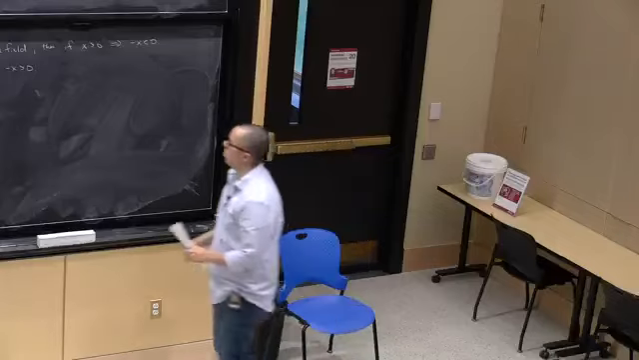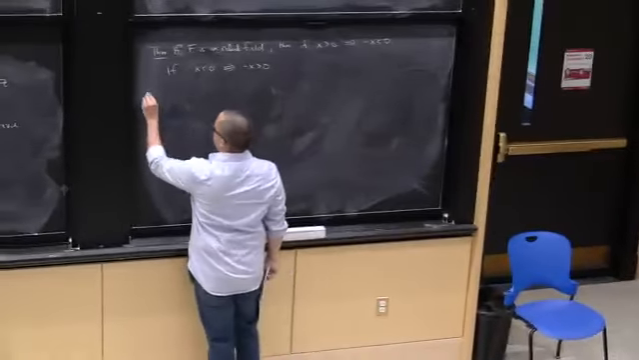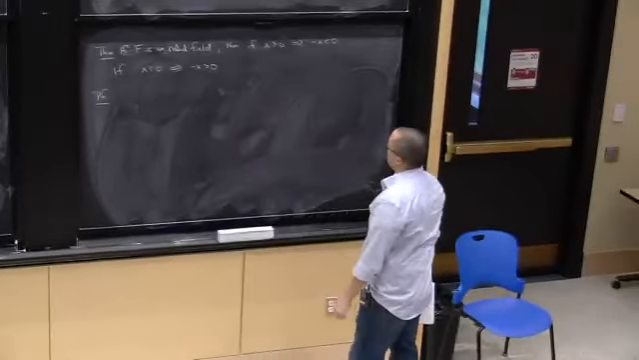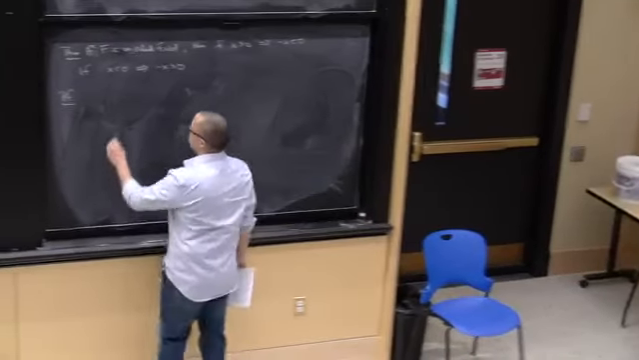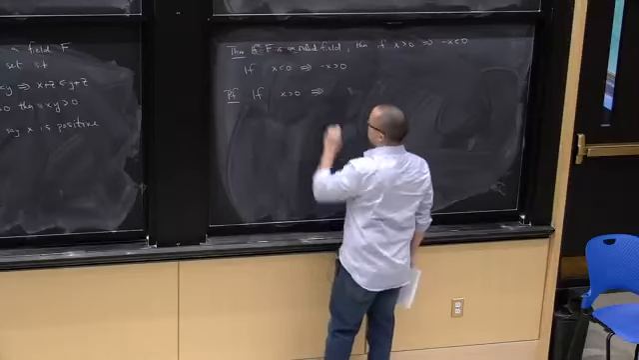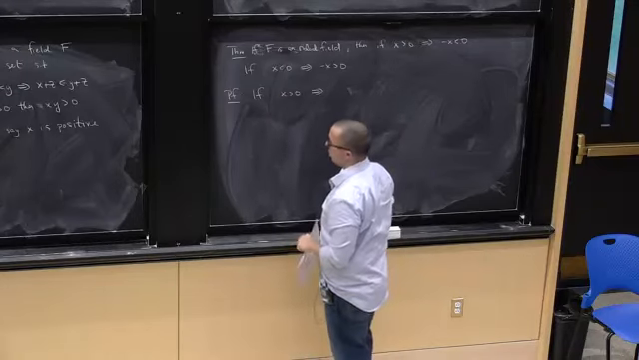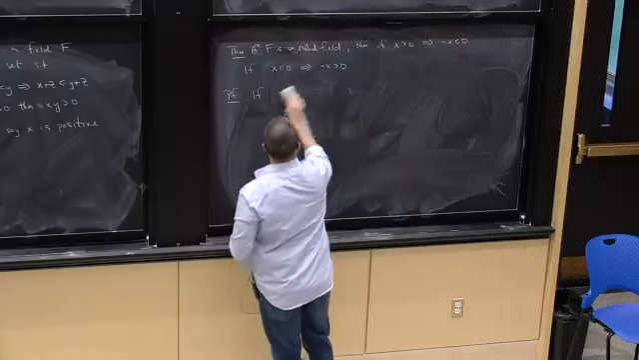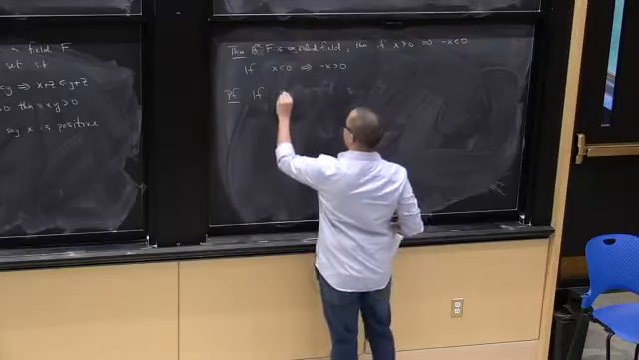Okay, so the proof is not hard. If X is positive, then, well, I could write it this way. Right, it's 0 is less than X.